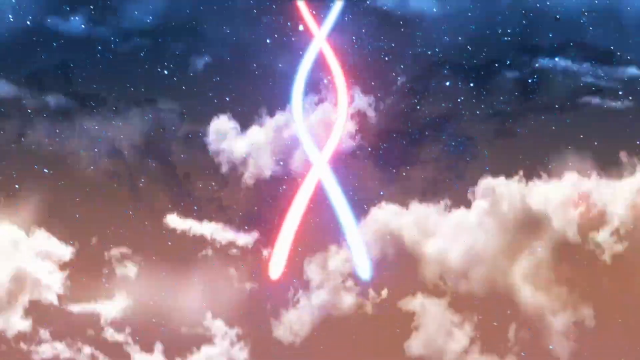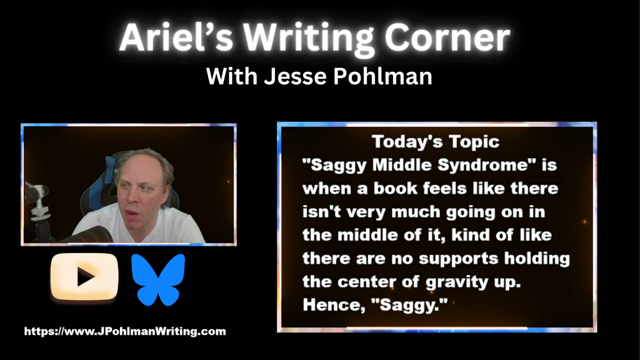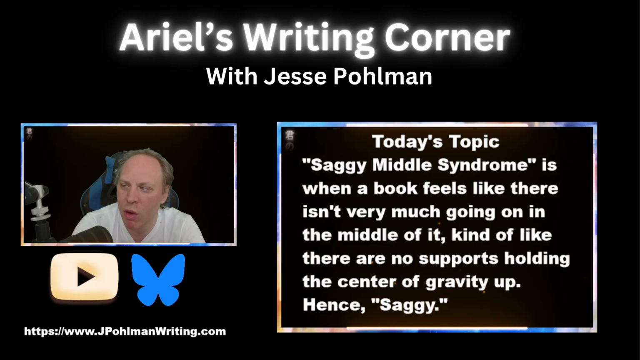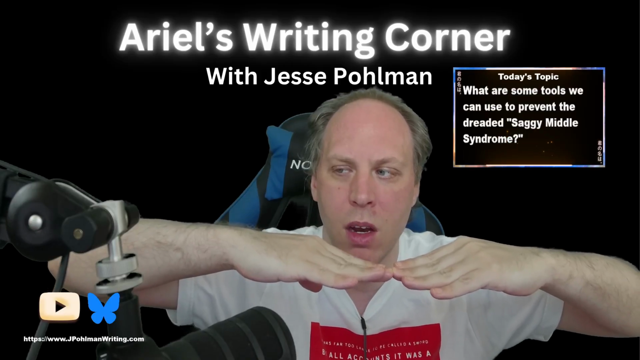So, Saggy Middle Syndrome is what I like to call when a book feels like there isn't very much going on in the middle of it, kind of like there are no supports holding the center of gravity up, hence saggy. So to give you the full screen so you can see this, right? Imagine my arms as a bridge, and the bridge is your book. And if you don't do enough to support the middle of your book, the middle starts to sag.